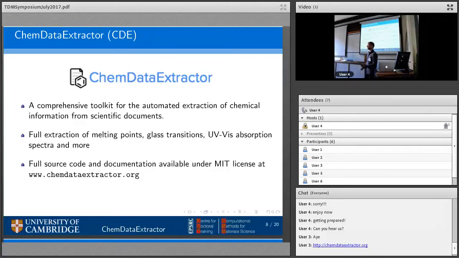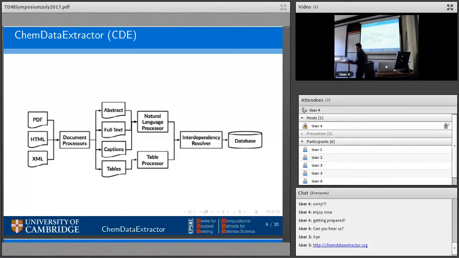There is also an online demo if you want to go and have a play with it and see how it performs. It works particularly well in the chemistry domain, and it does work well with other domains as well, but it's definitely worth playing around with if you're interested. But now the key thing is, how does it work?